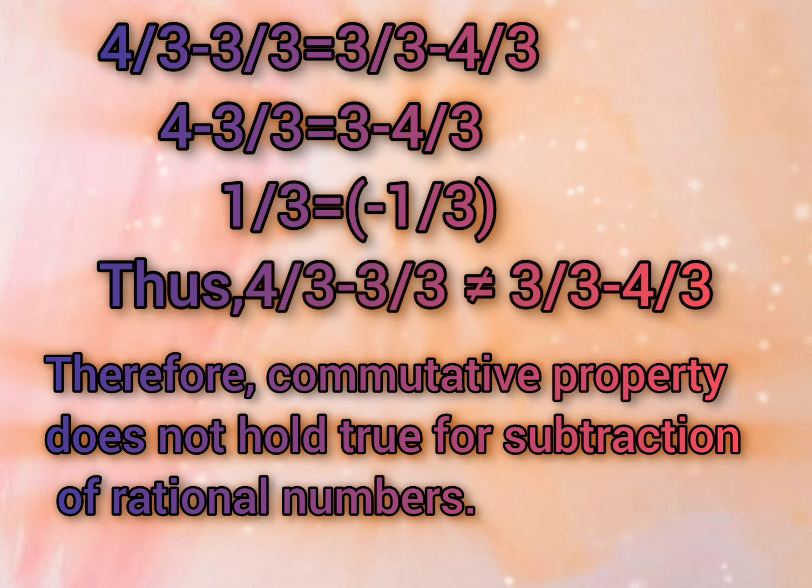And now on the right hand side, 3 by 3 minus 4 by 3. Now same, the denominators are equal. So we can subtract directly 3 minus 4 by 3, which is equal to minus 1 by 3. Thus 4 by 3 minus 3 by 3 is not equal to 3 by 3 minus 4 by 3. Therefore, commutative property does not hold true for subtraction of rational numbers.